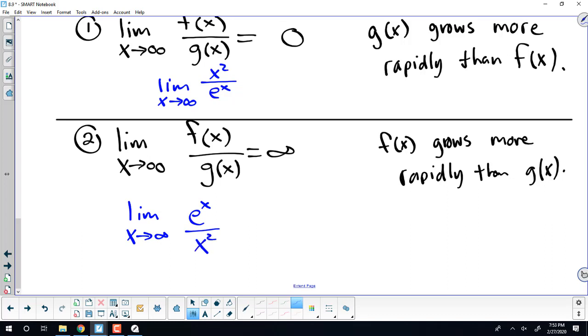So in the instance of that limit on the first page where it was 3x cubed over 4x cubed, it comes out to be 3/4. In situations like that, we would say that they grow at comparable rates. But these two cases are specifically geared towards functions growing more rapidly than other functions.